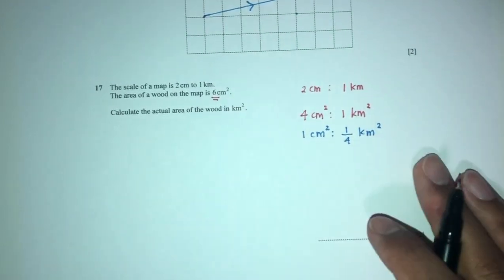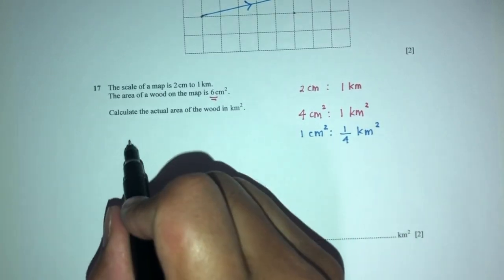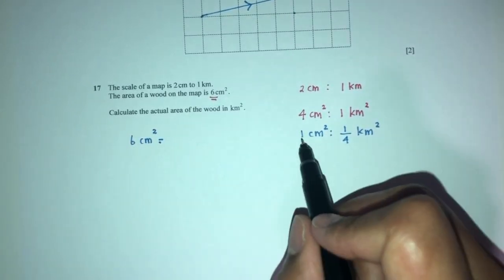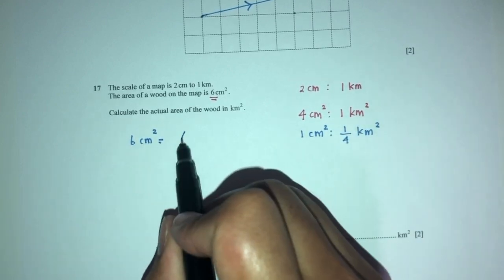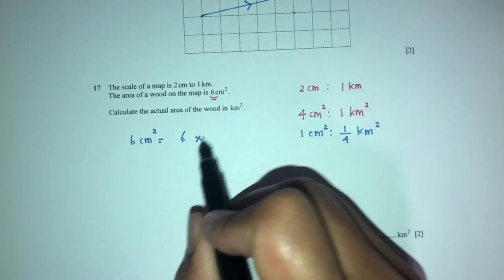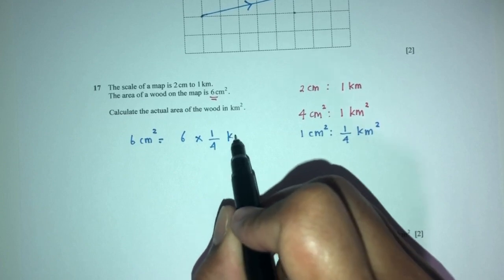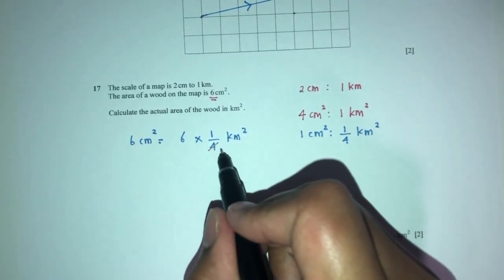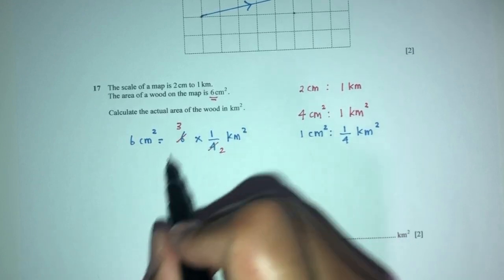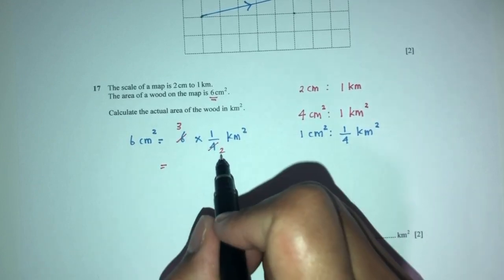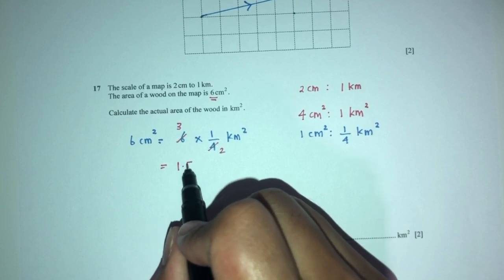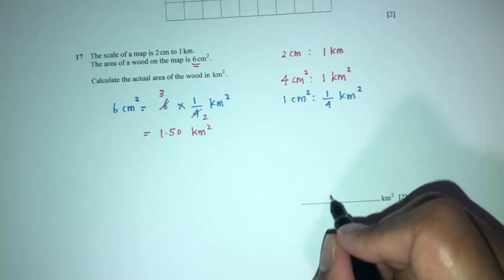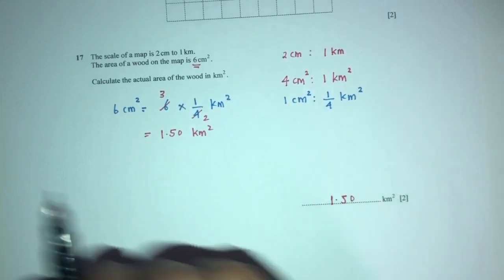So, going back, we have 6 centimeters square. If 1 is this much, 6 will be 6 times this much. So simplify, divide by 2, you will have 2 here, 3 here, divided by 3 divided by 2 will be 1.5. 1.5 km square. That will be your answer for part 17.